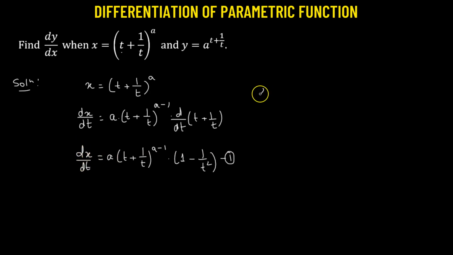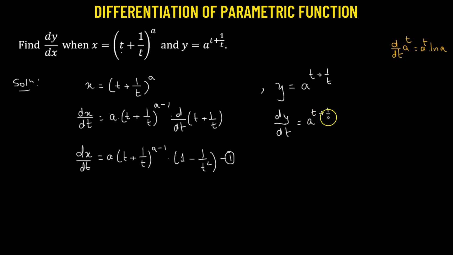Now coming to the second function, which is given by y equals a raised to the power of (t + 1/t). Here we'll also take the derivative on both sides with respect to t. We'll use the formula that the derivative with respect to t of a raised to the power of t is a raised to the power of t multiplied by the natural log of a. In our case, we have t + 1/t in place of t. So our derivative will be a raised to the power of (t + 1/t), with the factor log of a multiplied to it.